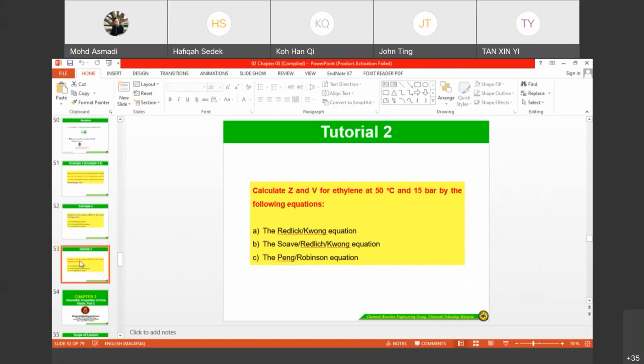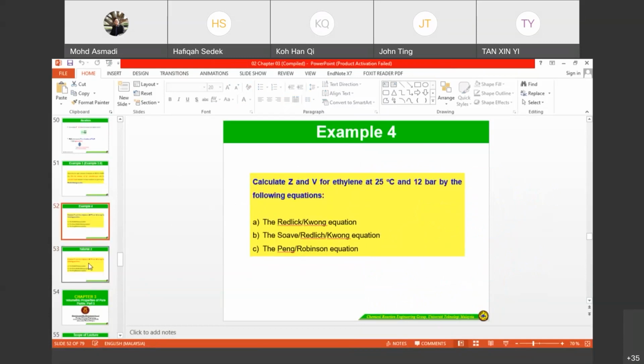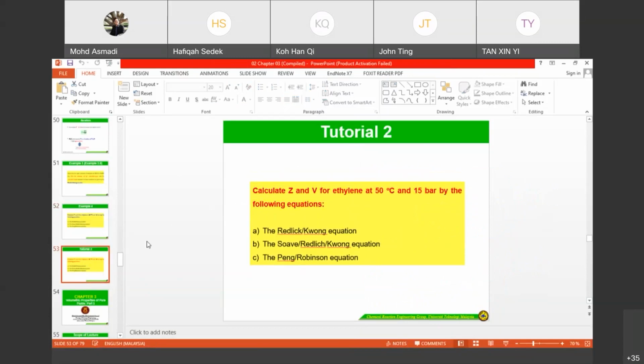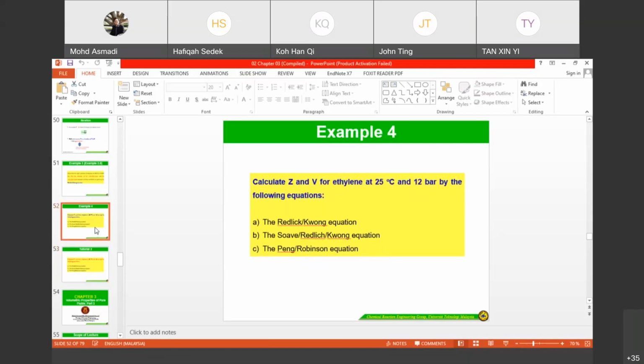And this one is tutorial 2, just similarly as example 4. I don't think I will show you the solutions. The step is similar, the procedure is similar, but only the temperature is different. Okay, 50 degrees C and 15 bar. Just replace the previous one with 50 degrees C and also 15 bar. So you will get the answer.